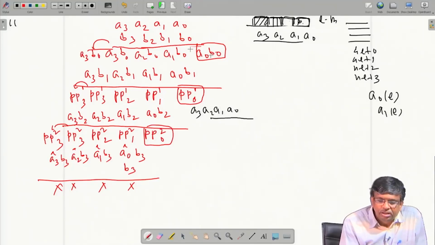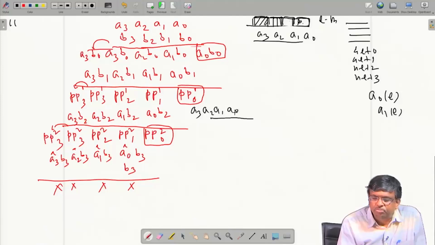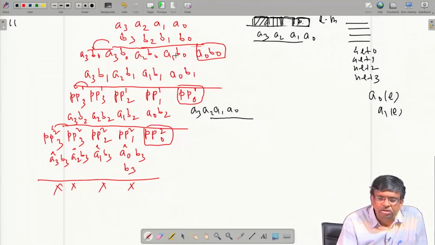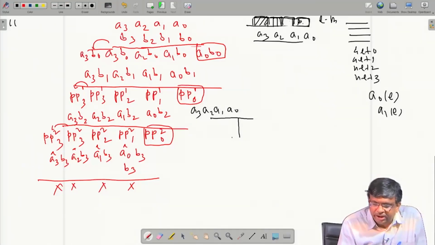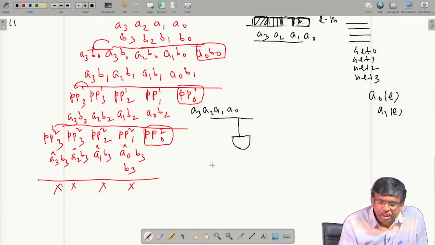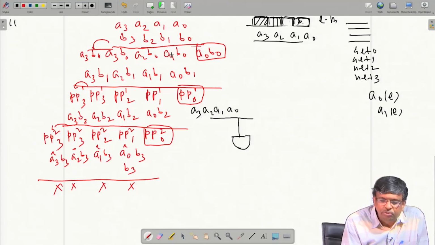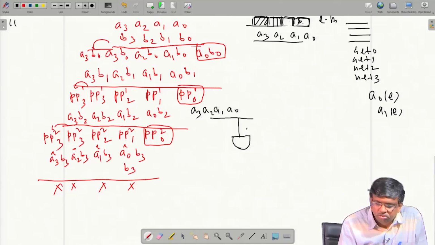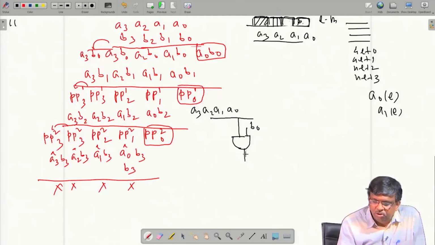Then A0 came at 4L plus 0, of no use, then A1 came at 4L plus 1, and then an AND gate. With whom? All of them are ANDed with B0: A1 dot B0, A2 dot B0, A3 dot B0. The other input is B0, built in. So, what I get here is A0 dot B0, which I do not use, then at 4L plus 1, A1 dot B0, at 4L plus 2, A2 dot B0, at 4L plus 3, A3 dot B0, right.